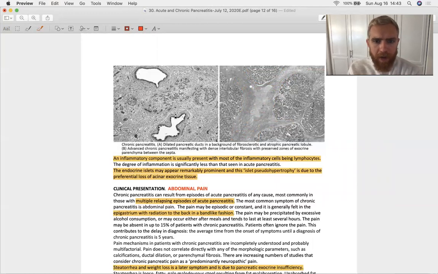And then on the left hand here, dilated pancreatic ducts in the setting of fibrosclerotic atrophy. Here in the middle is where your exocrine pancreas glands should be. You can tell they're really not.